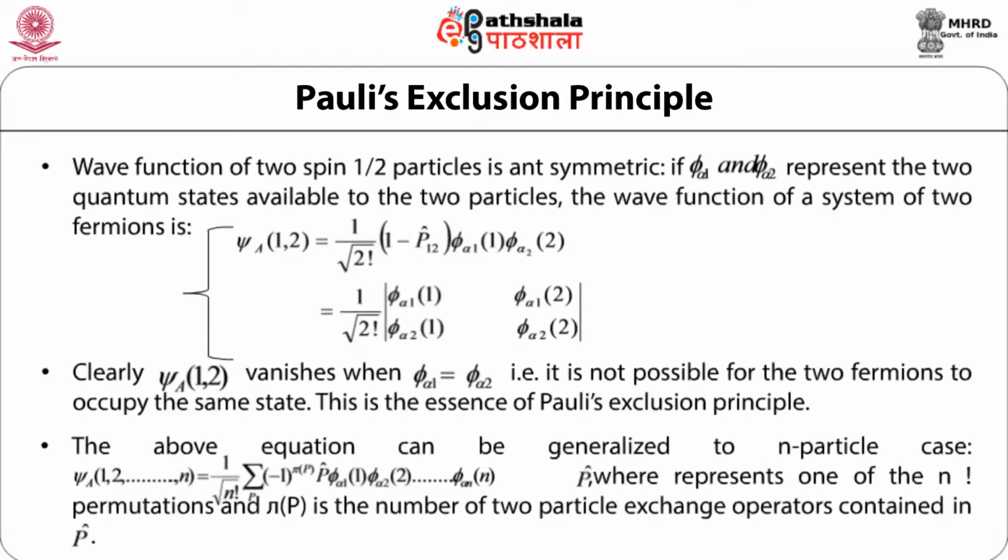The above equation, written for two spin half particles or two fermions, can be generalized to the n particle case and can be represented mathematically as psi subscript A of particles 1, 2, and so on to n is equal to 1 upon under root n factorial whole times the summation over p of minus 1 to the power pi p times the permutation operator p acting on the states phi subscript alpha 1 1, phi subscript alpha 2 2, and so on, and phi subscript alpha n n, where p represents one of the n factorial permutations and pi p is the number of the two particle exchange operators contained in the permutation operator p.